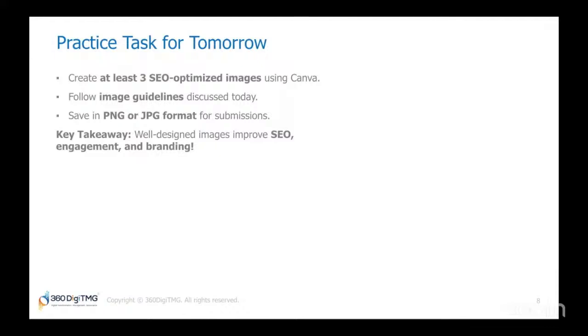Friends, you need to create a minimum of 3. You can create 5 or 10, based on your timings. Just create a minimum of 3 SEO optimized images using Canva and follow the image guidelines that we discussed. Save those files in PNG or JPEG format and put them in your LMS, the Axis learning management system. Right, friends?